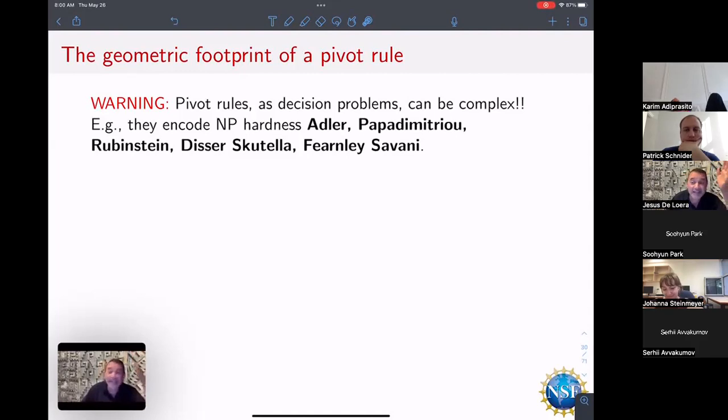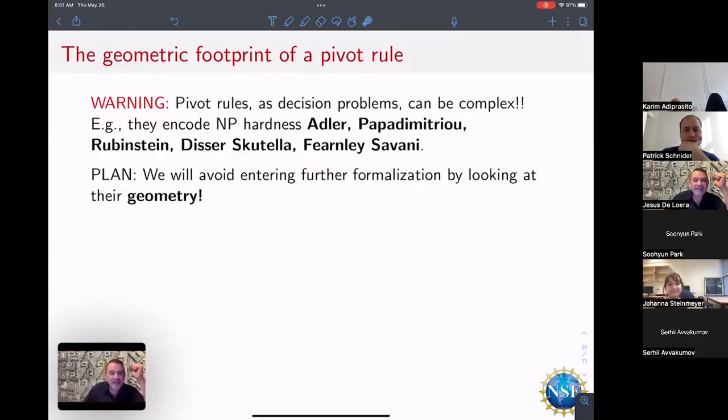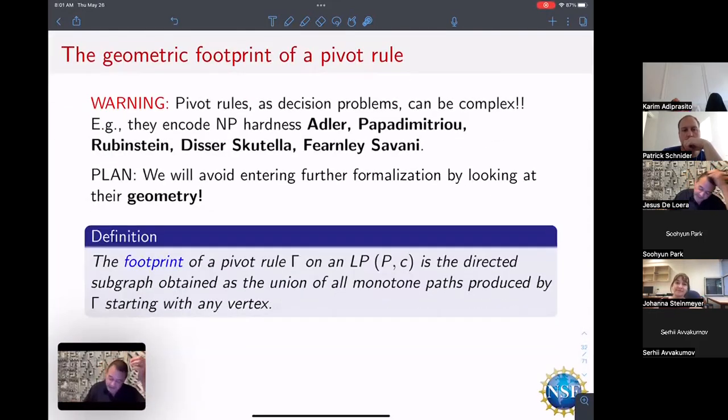So instead, we are geometers, right? We love geometry. And so we are going to use geometry to do a formalization of what it means to be a pivot rule. What it really means to be a pivot rule for geometry. So I'm going to define a geometric object that I hope you guys are going to like a lot. And that is the footprint of a pivot rule.